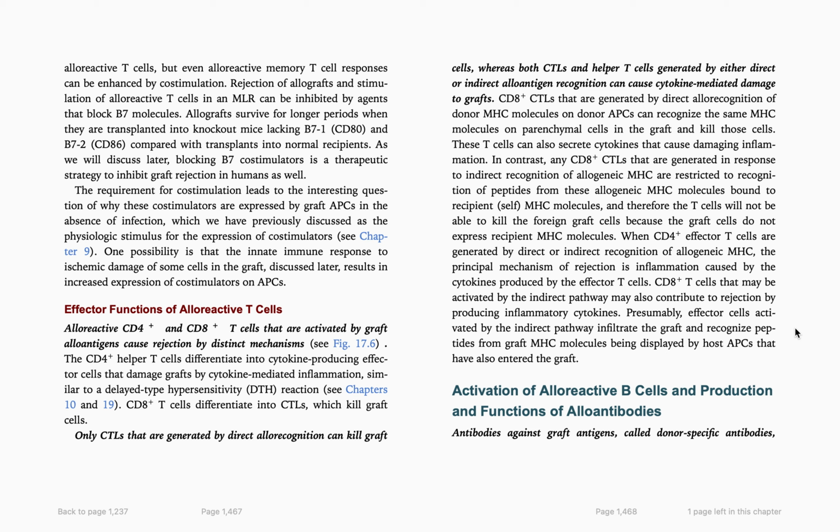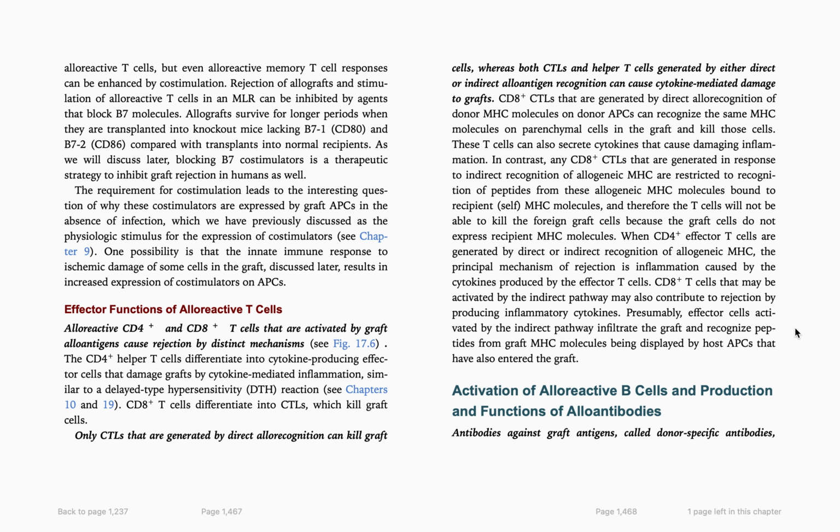The requirement for co-stimulation leads to the interesting question of why these co-stimulators are expressed by graft antigen-presenting cells in the absence of infection, which we have previously discussed as the physiological stimulus for expression of co-stimulators. One possibility is that the innate immune response to ischemic damage of some cells in the graft, discussed later, results in increased expression of co-stimulators on antigen-presenting cells.